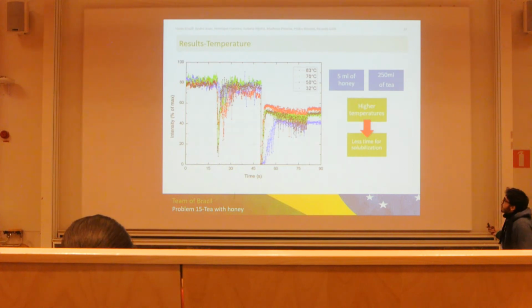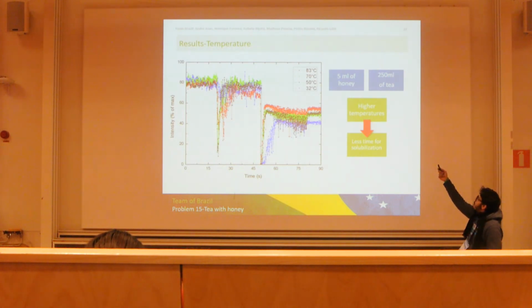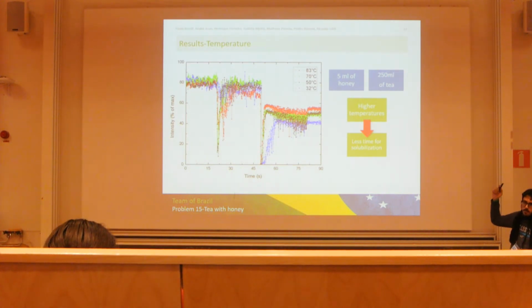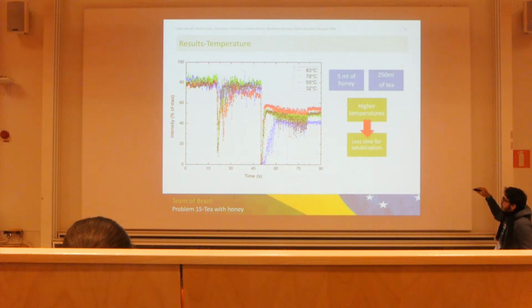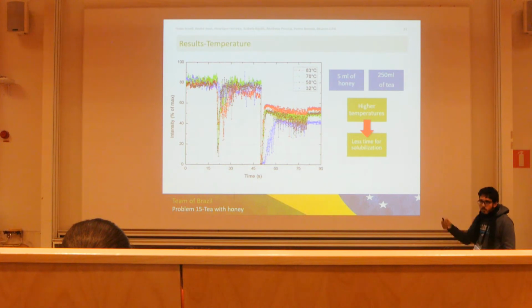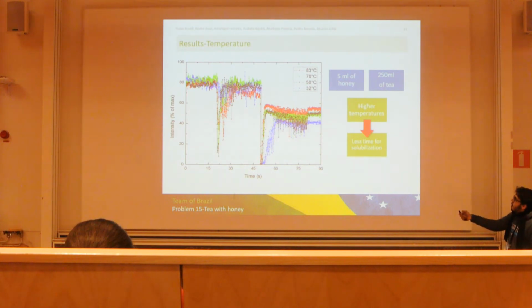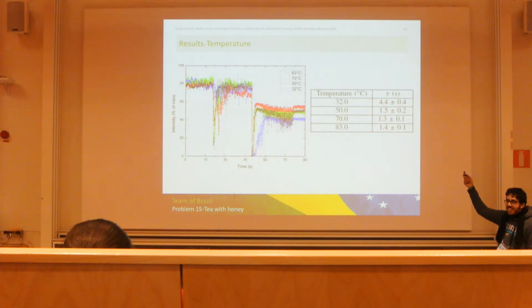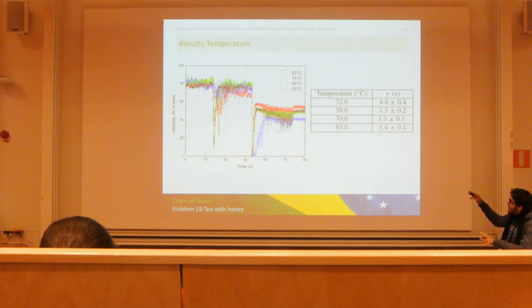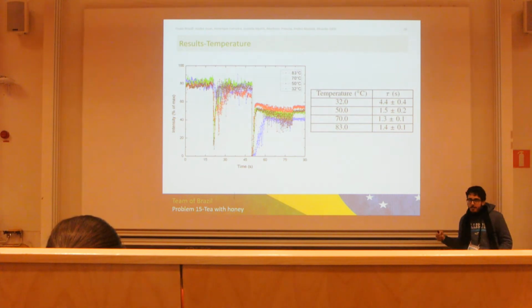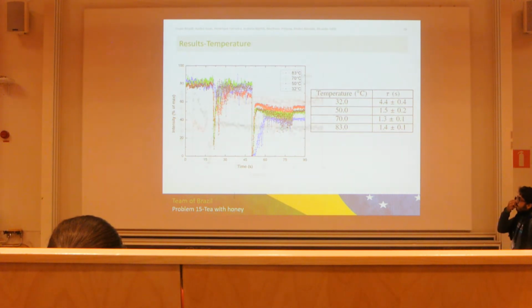Now, considering the results in temperature, using 5 milliliters of honey and 250 milliliters of tea, we can see that with higher temperatures, there's less time for stabilization. There would be another table here too. This is the table I was talking about. I thought I had forgotten, but it was actually this table, as you can see here. There's a difference in time between all the temperatures we measured.